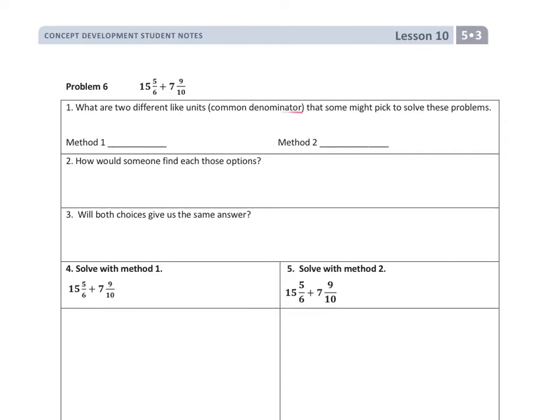All right, guys, last problem here. 15 and 5/6 plus 7 and 9/10. It's going to ask us to look at two different methods with two different units. That's two different common denominators. So I'm going to just feed you the two different ones I want you to play with. The first we're going to use 30ths, and the second one we're going to use 60ths.